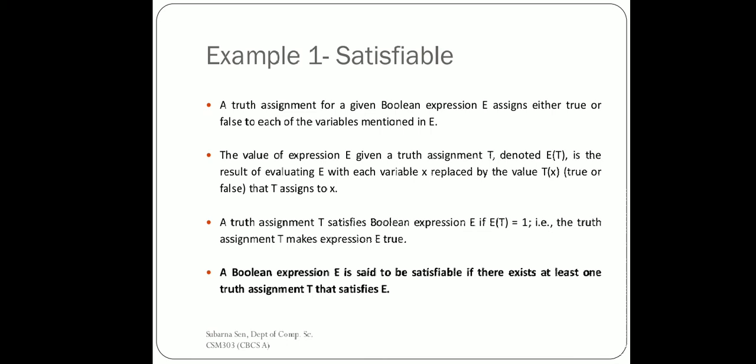So a Boolean expression E is said to be satisfiable if there exists at least one truth assignment T that satisfies E. That means any one assignment out of all the choices. You know that for 3 variables there can be how many assignments? A total of 8 assignments, right?